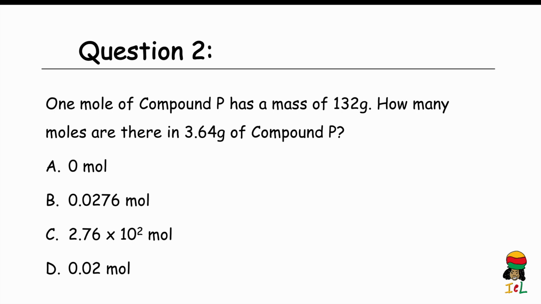Question 2. 1 mole of compound P has a mass of 132 grams. How many moles are there in 3.64 grams of compound P? A. 0 moles. B. 0.0276 mole. C. 2.76 times 10 to the second moles. D. 0.02 mole.